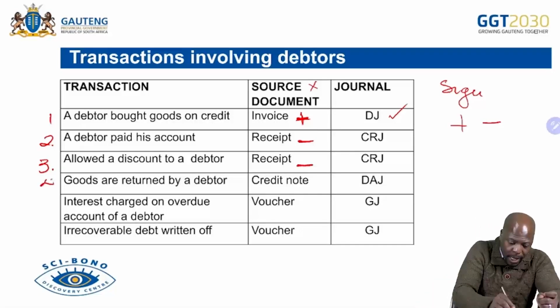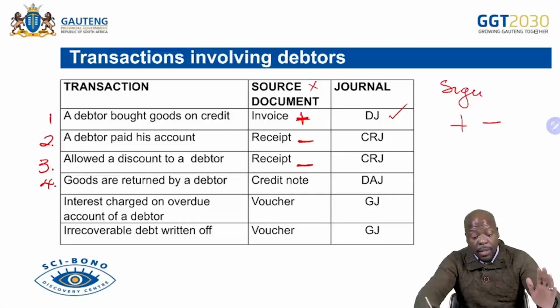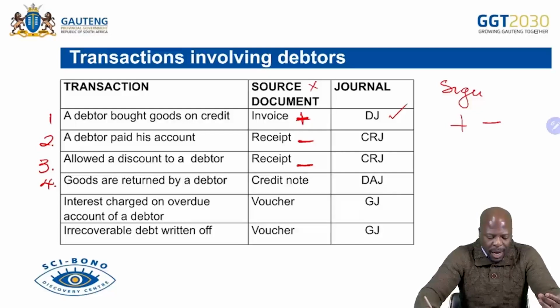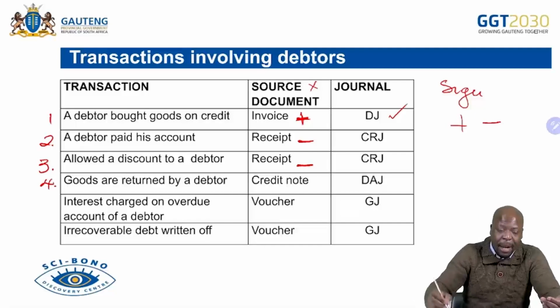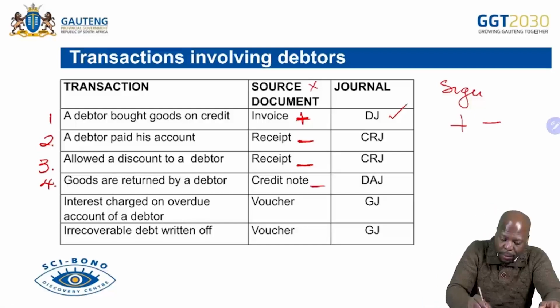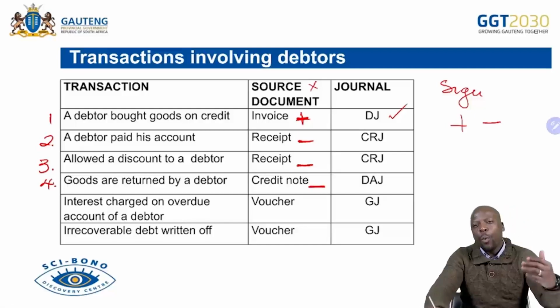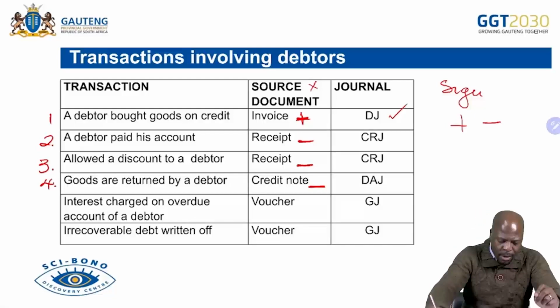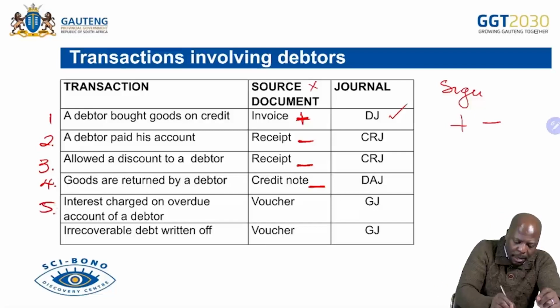Okay, please follow me on number four. Let's see what number four is now saying. Goods are returned by a debtor. It could be for a number of reasons. It can be wrong color, wrong size, damaged goods. Then they return the goods to us, and the source document becomes the credit note. When goods are returned to us, the sign should be a minus, because once goods are returned, it simply means what they were owing us is now being reduced. So the sign becomes a minus. And then the next one becomes number five.